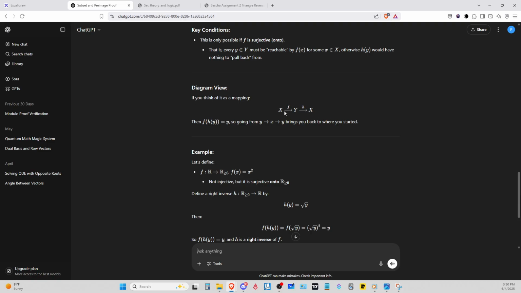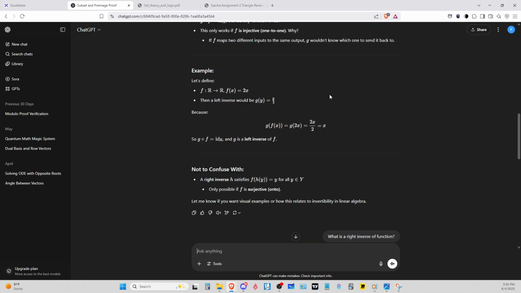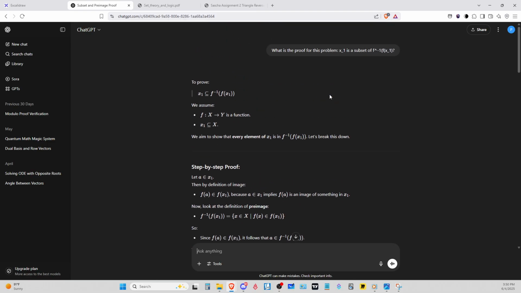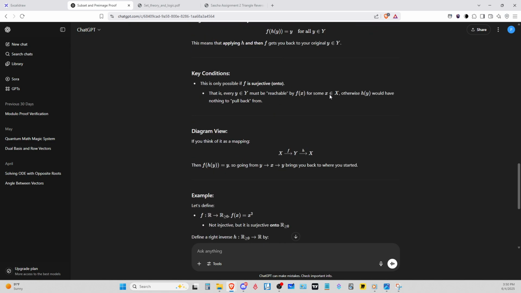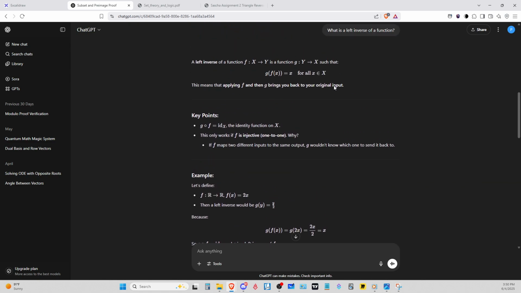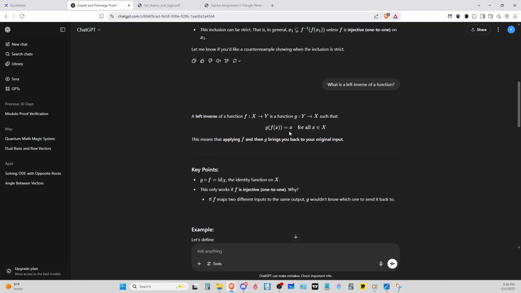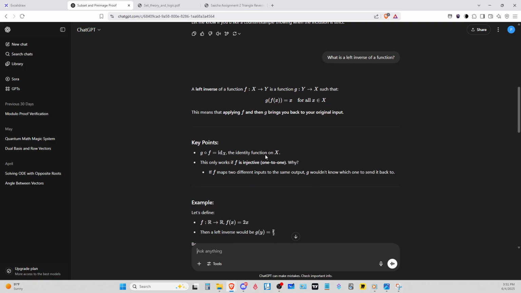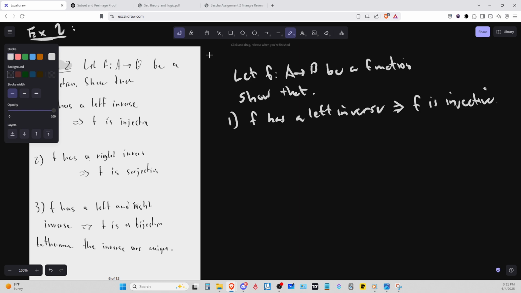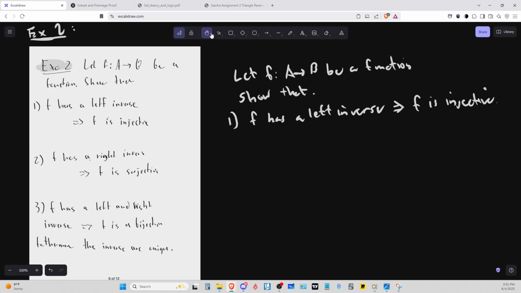Diagram view: you can think of the mapping as from X to Y by f. Okay, do they have a diagram for the left one? Oops, just went too far. Where is it? Okay, what is the left inverse? So the right inverse basically gets you to y, while the left inverse basically gets you to x. Okay.